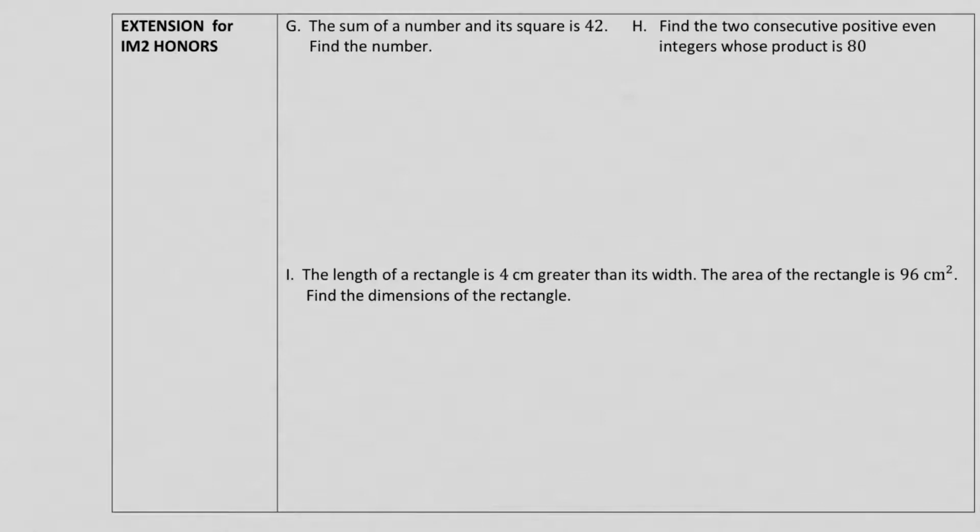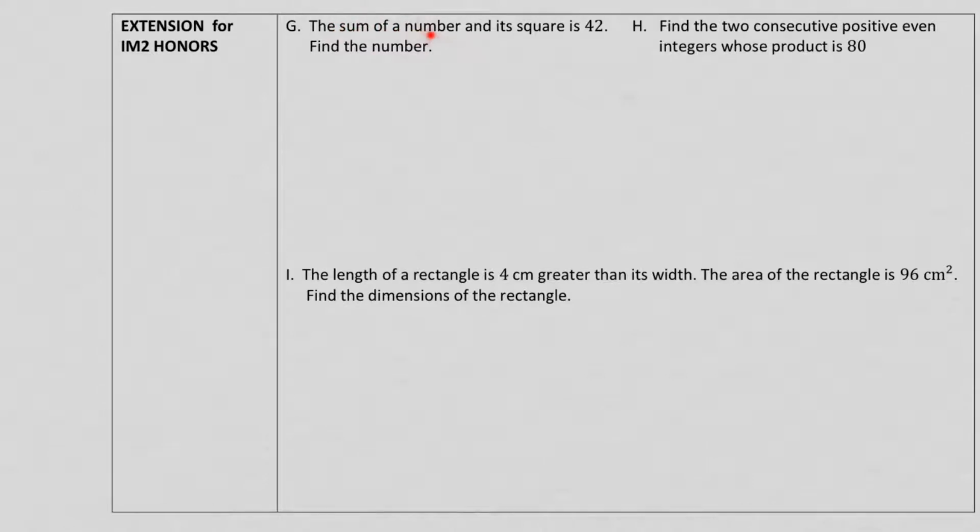Alright guys, for these three examples, this is an extension of looking at some little word problems and learning how to translate these sentences into equations. So in this case, example G, the sum of a number and its square is 42. Find the number. So we have some keywords.